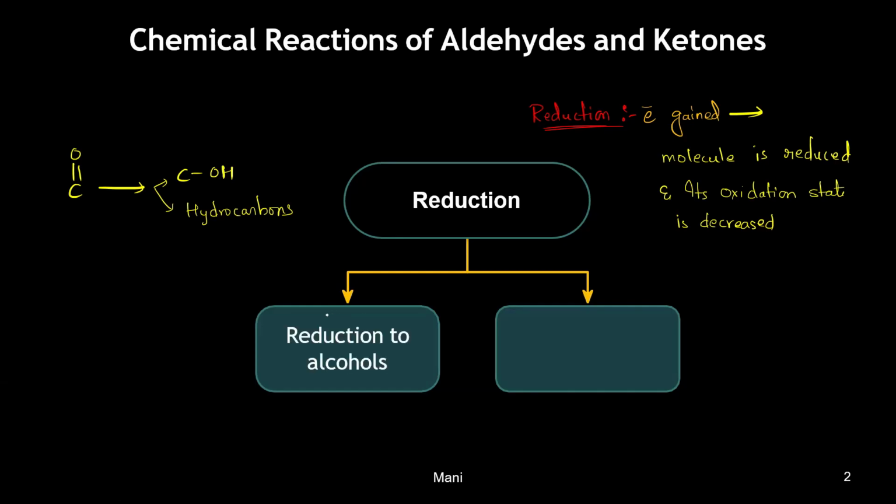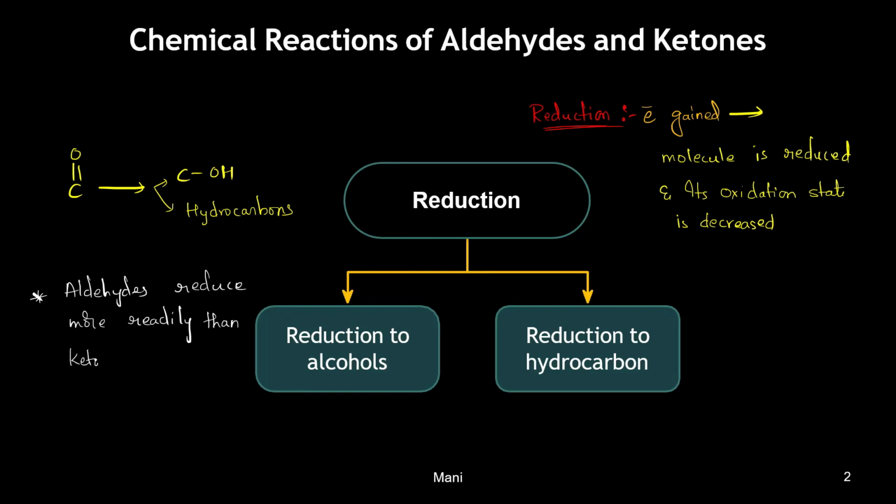Okay, so in this reduction, we'll be seeing aldehydes convert into alcohols or hydrocarbons. And if you see the difference between aldehydes and ketones, aldehydes reduce more readily than ketones. Remember that. Can someone tell me why this could happen? Aldehydes reduce more readily than ketones. Why? Because ketones have two R groups attached, which cause steric hindrance, whereas aldehydes have less steric hindrance.